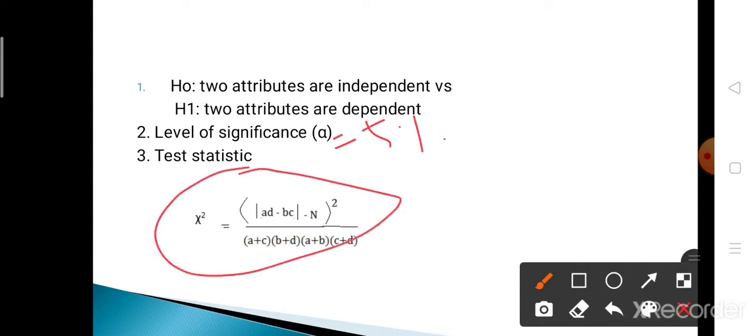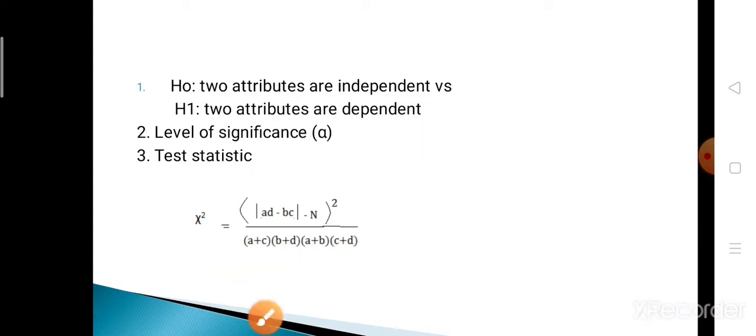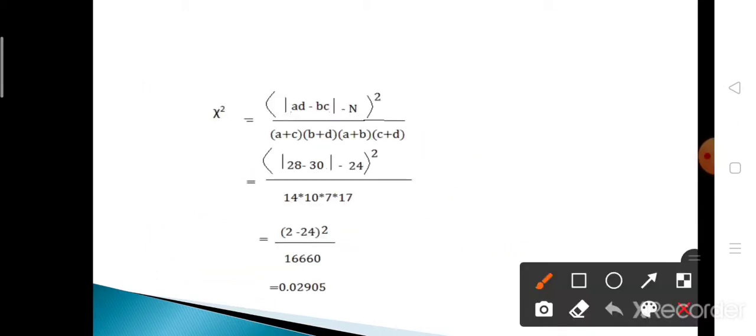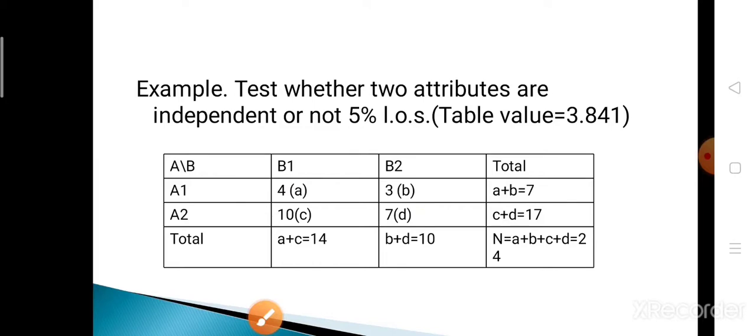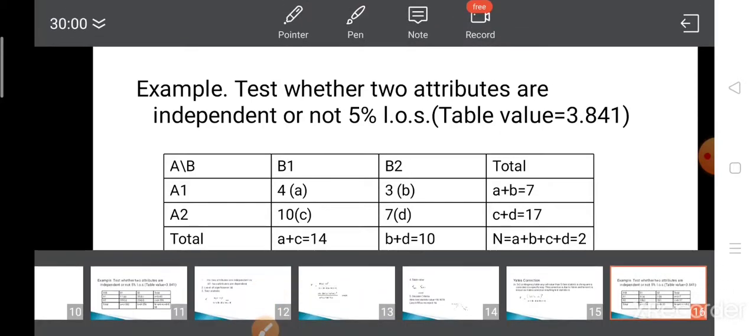The test statistic formula is mod of A into D minus B into C minus capital N, whole square, divided by A plus C, B plus D, A plus B and C plus D. This formula is used here because the cell values are less than 5. Okay, now just plug the values of A, D, B, C, capital N, A plus C, B plus D, A plus B, C plus D into the formula. So A into D. What is the value of A? A value is 4 and D is 7. So 7 into 4 minus B value is 3, so 3 into 10.